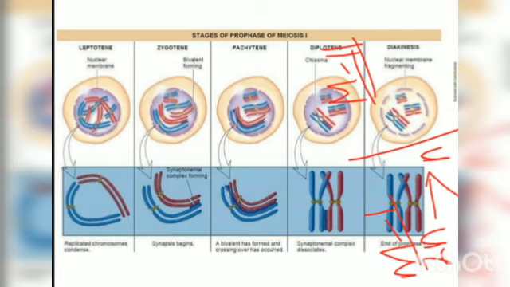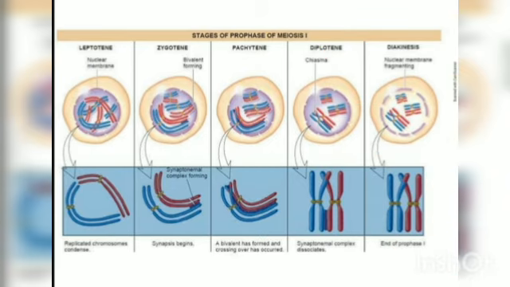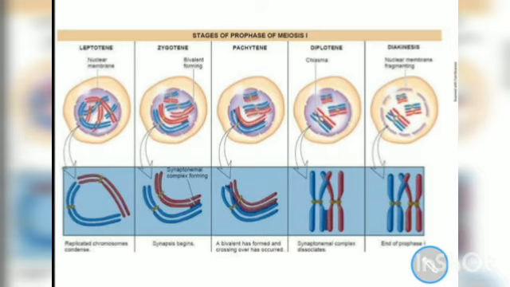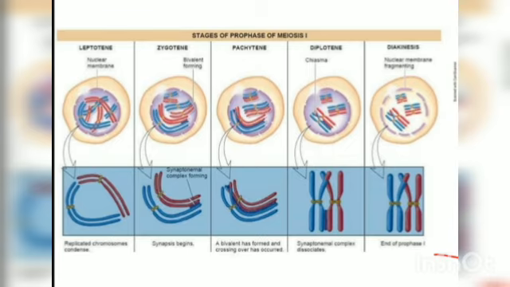Then the time interval between the chromosomal division, that means karyokinesis of M1 and karyokinesis of M2, is called interkinesis. That means the gap present between meiosis 1 and meiosis 2 is called interkinesis.